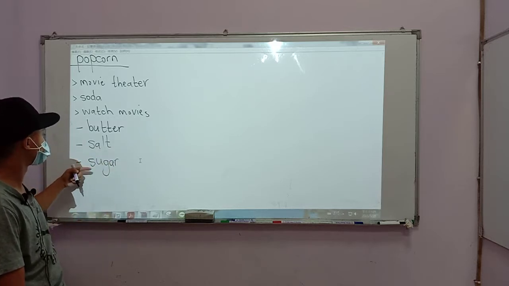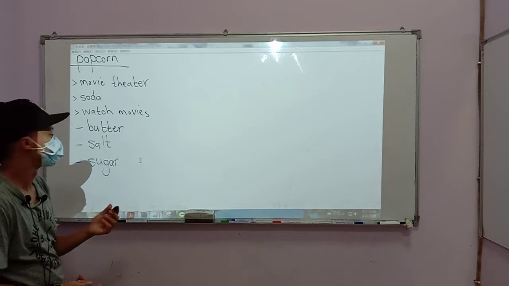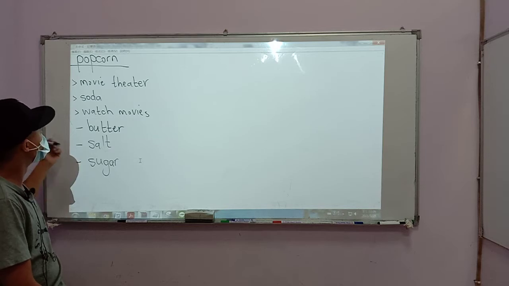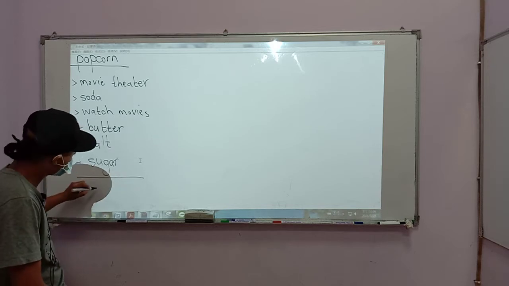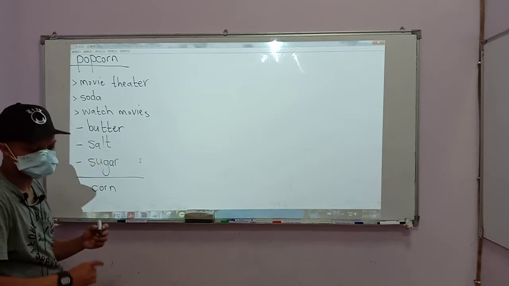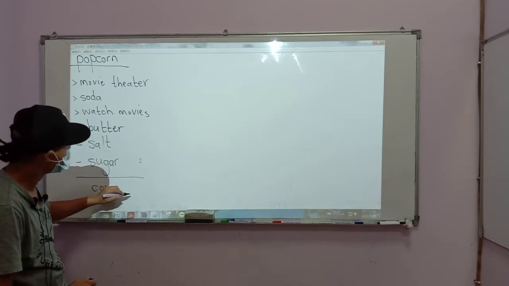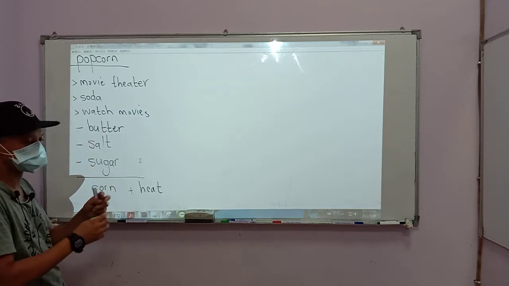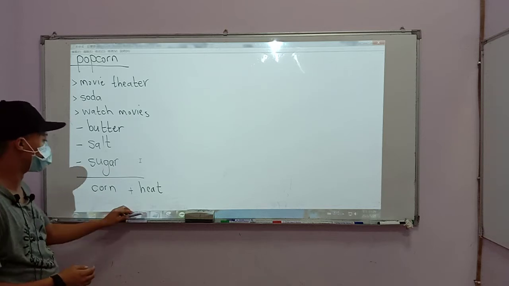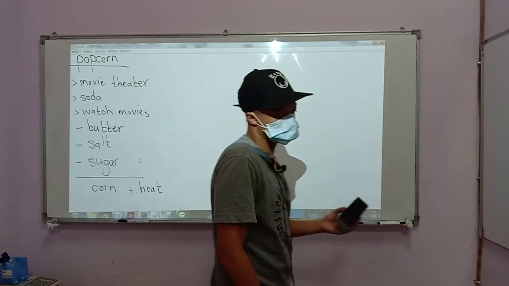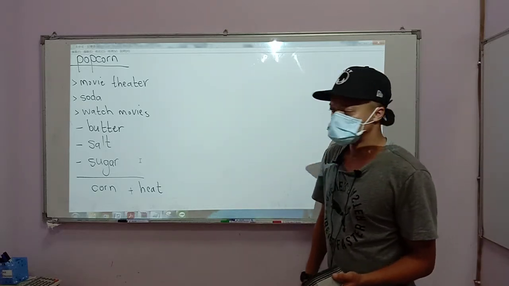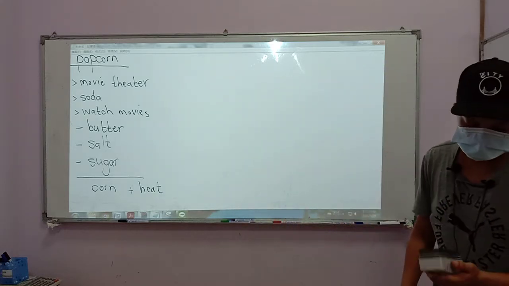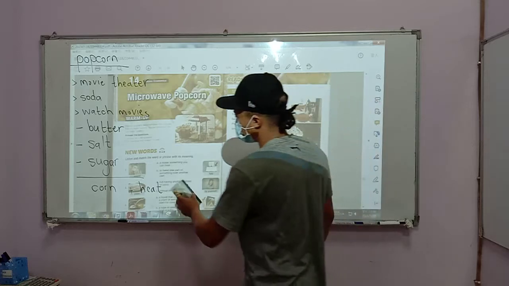Alright, so butter, salt, sugar, these are different things that we can add to our popcorn. Okay? Also, popcorn comes from corn. Okay? So you can make popcorn if you have a little bit of corn and then you add some heat. Okay, so you heat it up and then the kernels will pop into popcorn. Okay, so that's what we're talking about today. Let's move on and have a look at the vocabulary words. Okay, we'll get started with the vocabulary words.